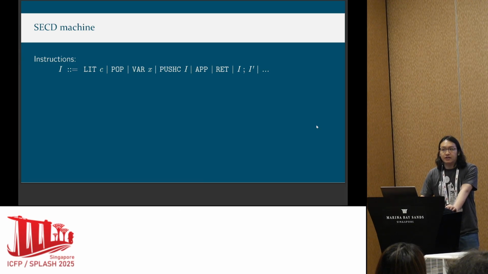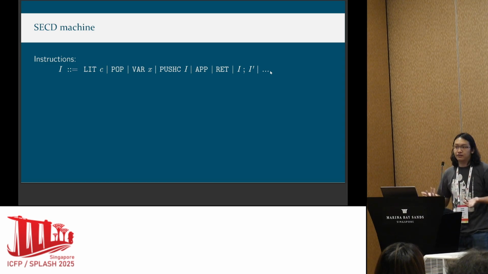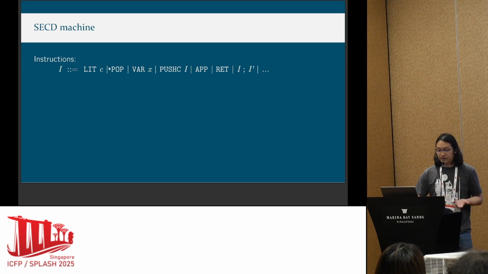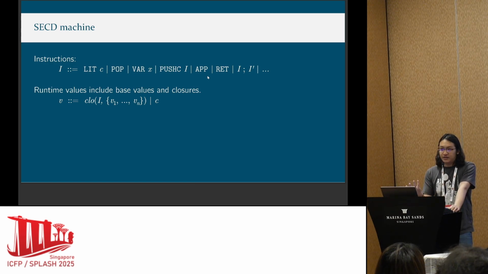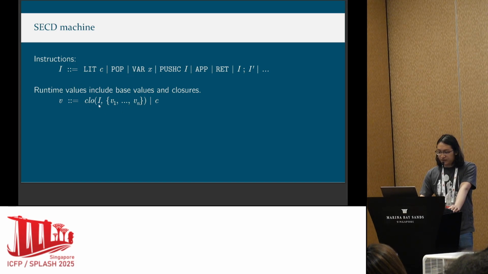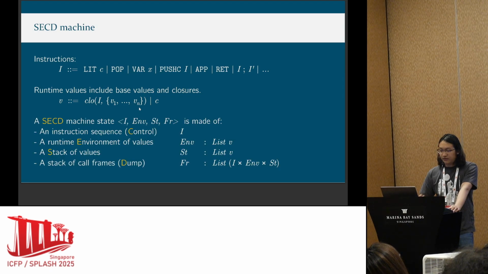We have a very small and simple instruction set for manipulating a stack machine. You can push literals on the stack, you can pop things, you can copy elements from a runtime environment. This is a very primitive one, so you're allowed to push a closure of instructions and data on the stack. You can do application, return, and sequence things. The values this abstract machine manipulates are constants and, like I said, a closure of some instruction and a list of values.